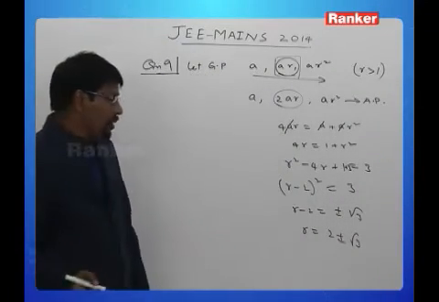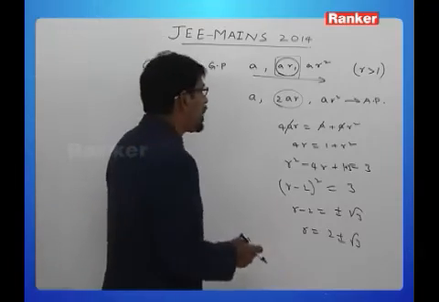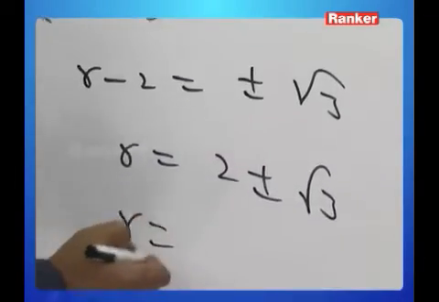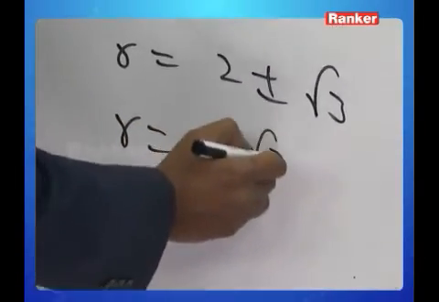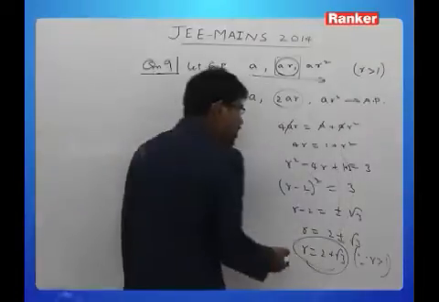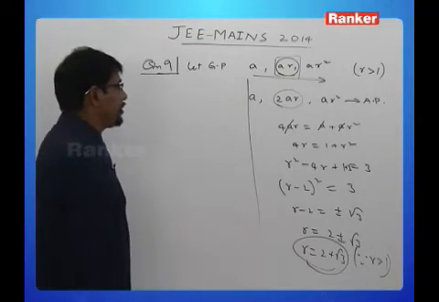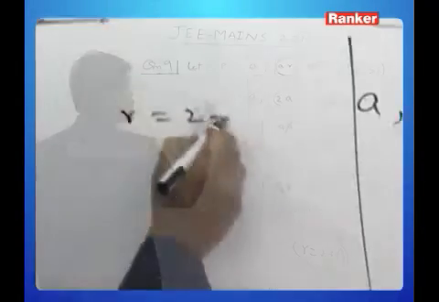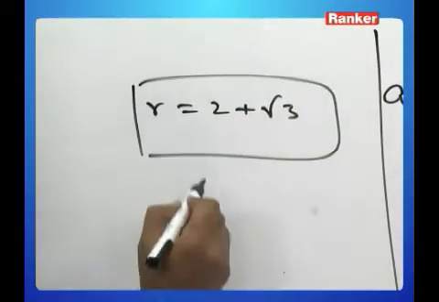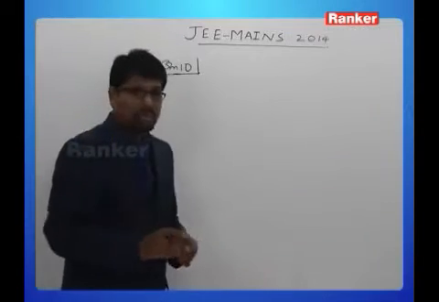Now R cannot be 2 minus root 3. 2 minus root 3 is a quantity less than 1, but you want R to be greater than 1. Therefore R has to be 2 plus root 3 only, since R is greater than 1. So 2 minus root 3 has to be discarded, and therefore what you have here is that R value is 2 plus root 3. The right option is 2. Option 2 is the right answer. Let's move on to the next question.